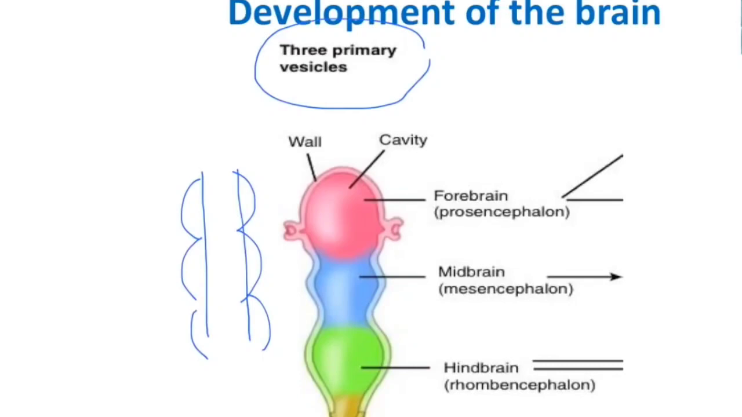Now, what happens to those 3 vesicles? Let's take the prosencephalon. The prosencephalon has 2 parts, the lower part and the upper part. The lower part actually grows relatively slowly, so it will just elongate a bit, as we can see in the next picture.